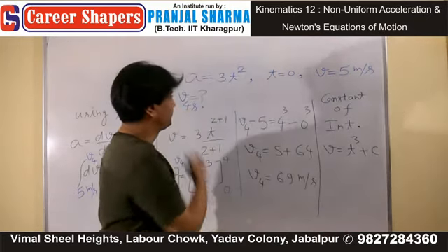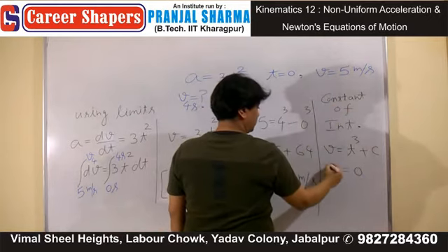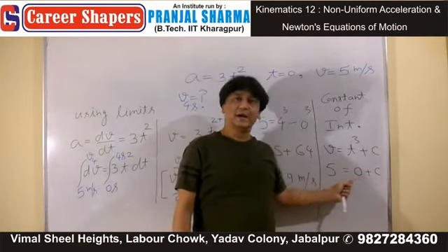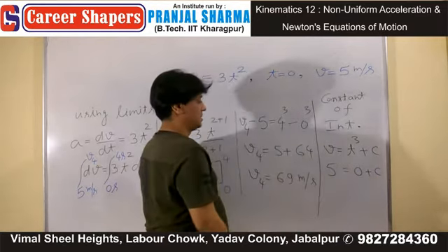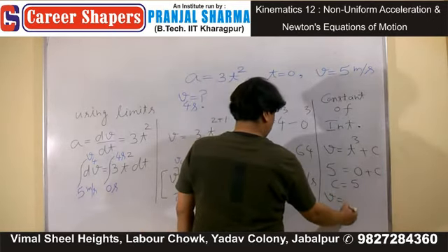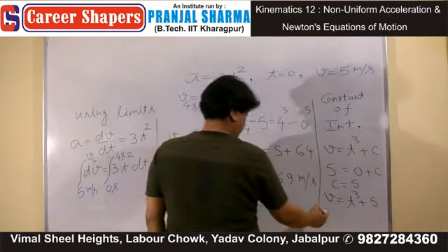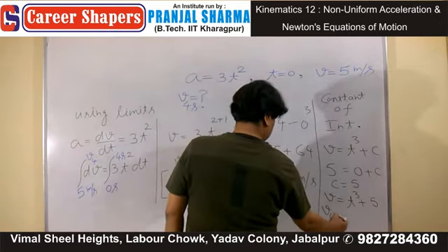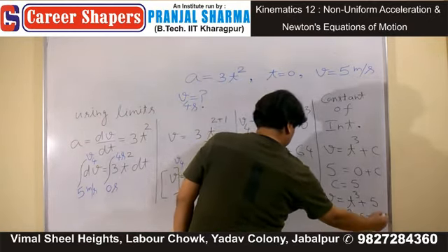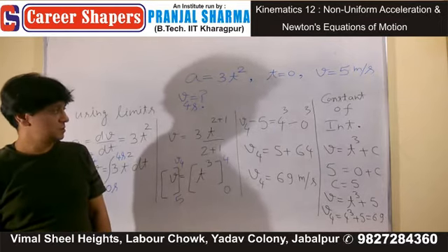Add c. Now the question says when time is 0, v is 5. So you put these values in this equation, which immediately gives you the constant of integration as 5. That's your c. Once you found c, your v is now t cube plus 5. We need velocity when time is 4 seconds. This is 4 cube plus 5, which comes to 69. This is your second method using constant of integration. Note this down.